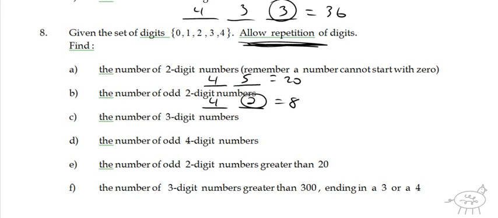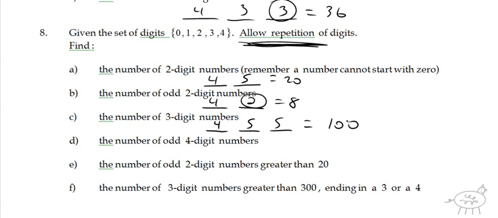Okay, C, the number of 3-digit numbers. So 1, 2, 3. No restrictions here. It can't start with a 0, so it's 1, 2, 3, 4. So there's 4 possibilities. Now I can use any number, right? So it goes back to 5 and 5. And so we have 100.